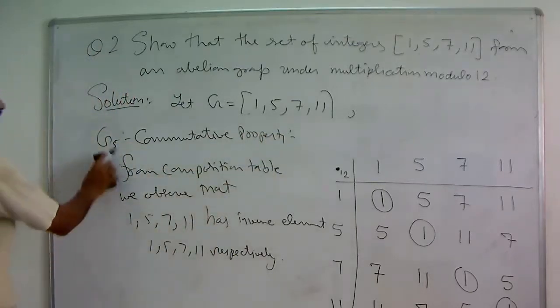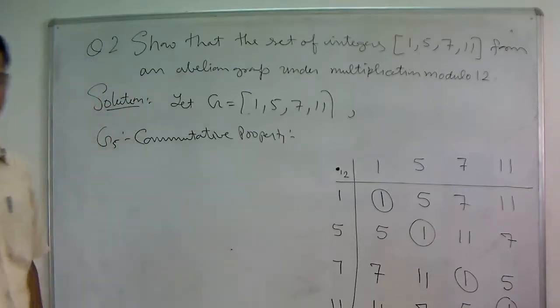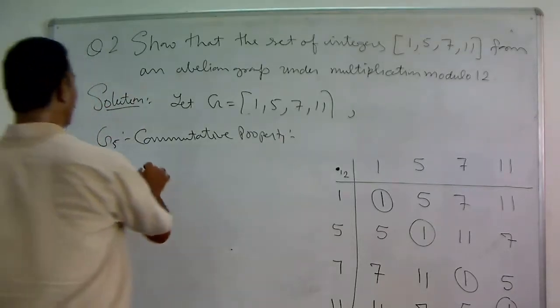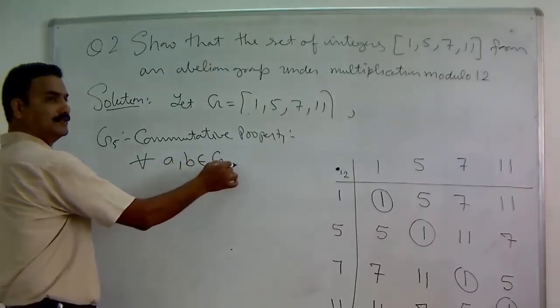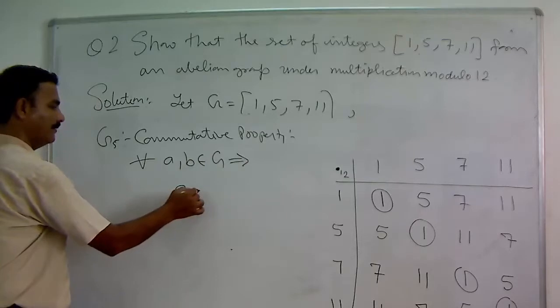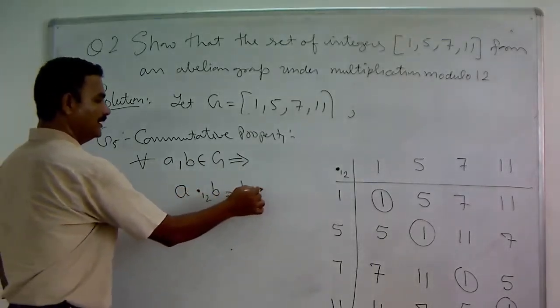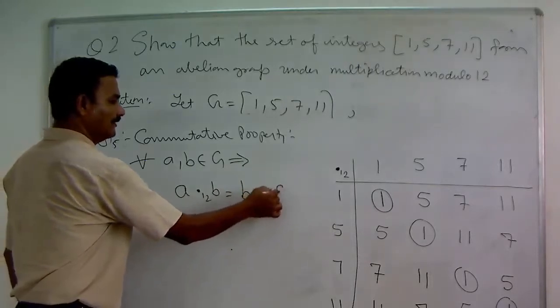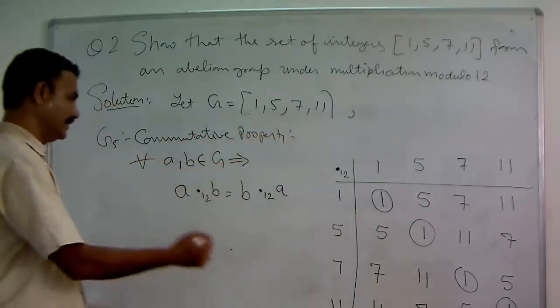Commutative property. For any two members a, b belonging to G, we have a multiplication modulo 12 b is equal to b multiplication modulo 12 a. And this is true for any two members of G.